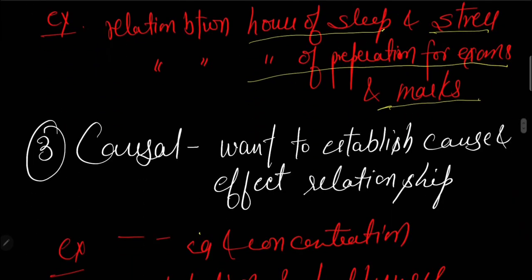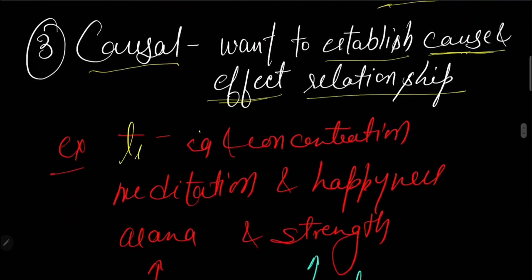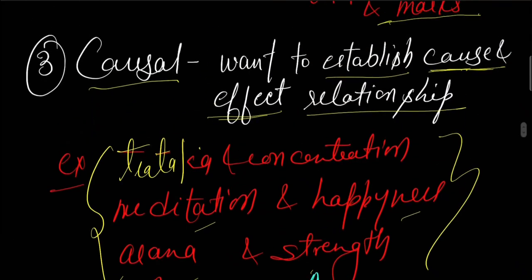Third one is causal. Okay, here we want to just establish the cause, the cause and its effect relationship. Okay, for example, Trataka. Okay, how Trataka affects the concentration, meditation, happiness, asana, strength. Okay, so these all are the causes and these 3 are the effect. So we need to know about the relationship between them. Okay, that's called the causal, cause and effect.